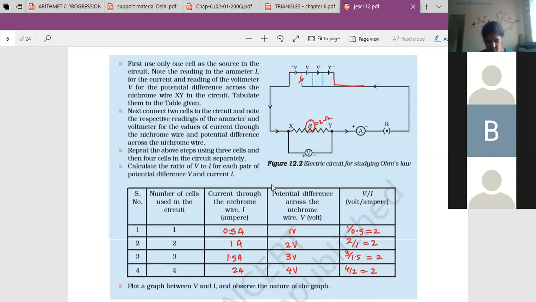Ma'am, are we supposed to write the observation table? Yes, you have to write it down. Okay, ma'am.